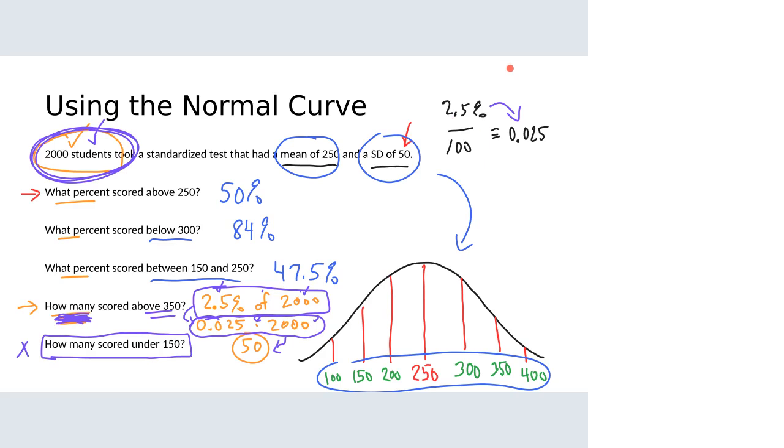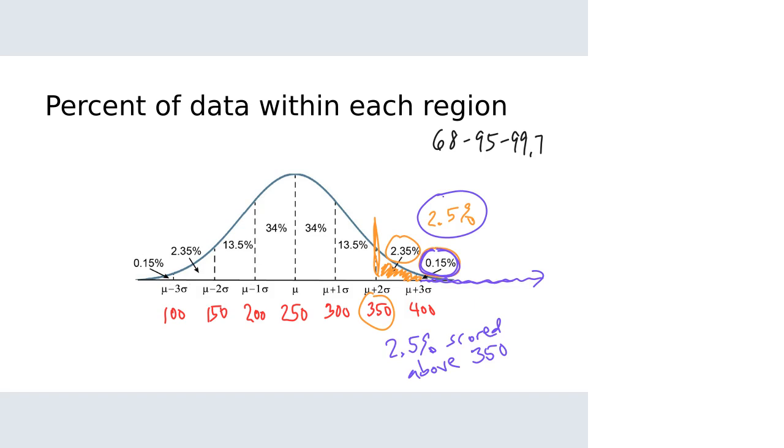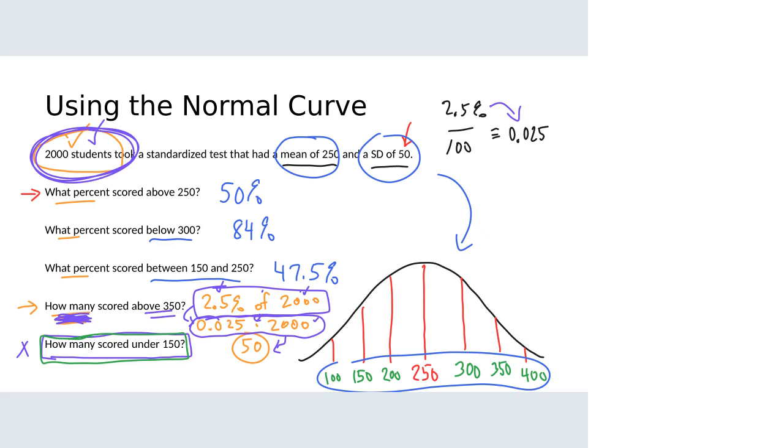The last question on here that we didn't get to says, how many scored under 150? We go back and look at our chart and say, okay, here's 150. The percent that scored below 150 is 2.5%. Oh, well, that makes sense. Whatever happens to the right of 2 standard deviations above the mean, because this is symmetric, the same thing is going to happen to the left of 2 standard deviations below the mean. So here again, it's 2.5% of 2,000, and we get the exact same answer. 50 students scored above 350, 50 students scored under 150.